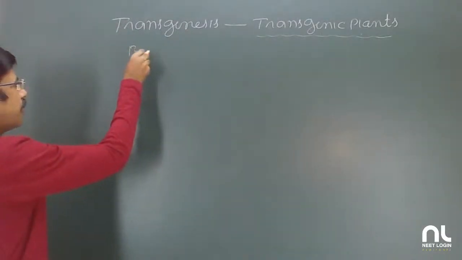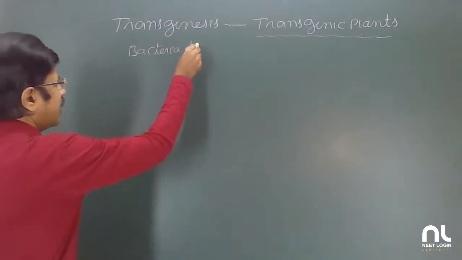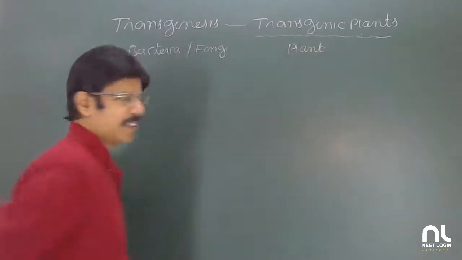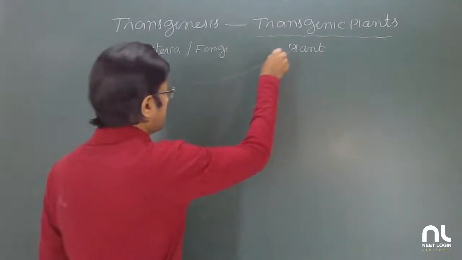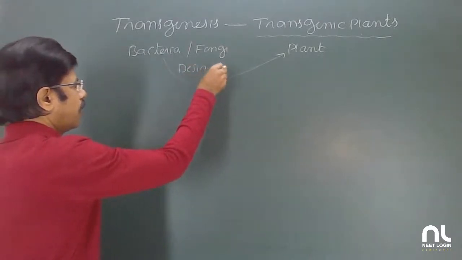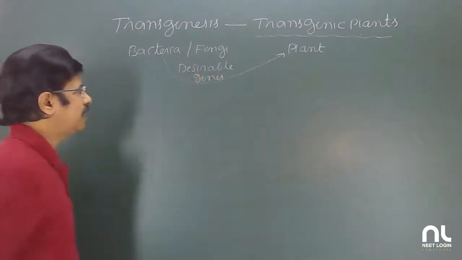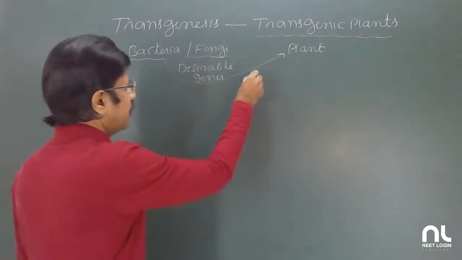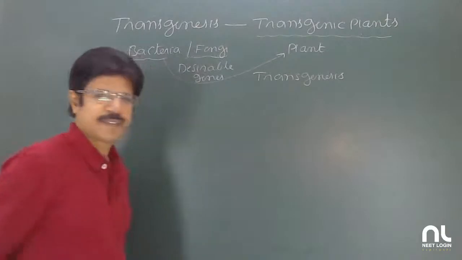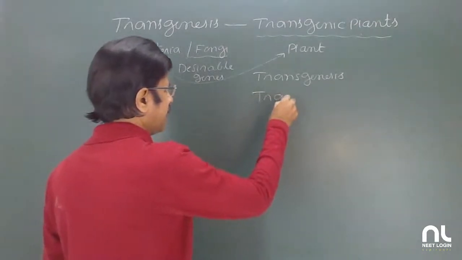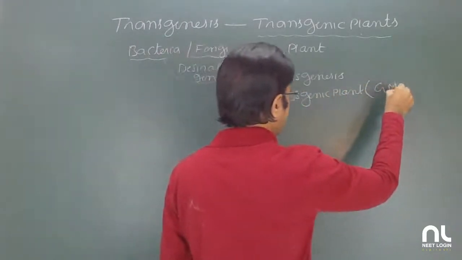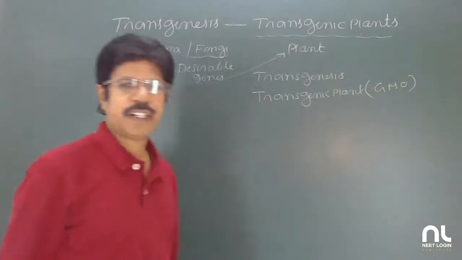Suppose bacteria, fungi, and the plant. So desirable genes are transferred from bacteria or fungi to the plant. What do you call it? Transgenesis. And the plant is a transgenic plant, a GMO, genetically modified organism, or GM crop.